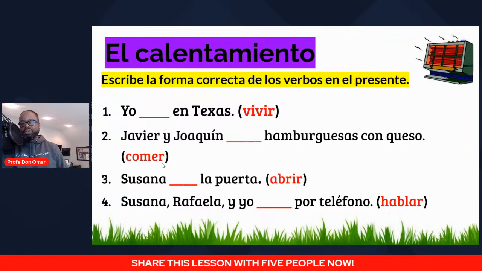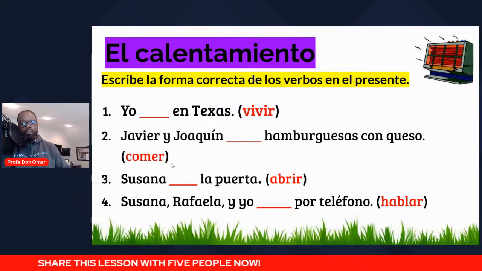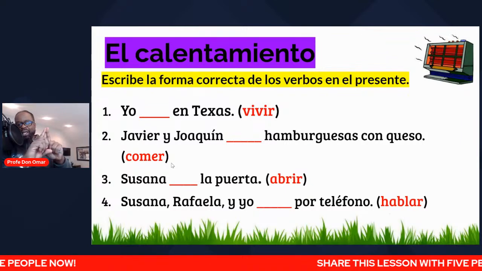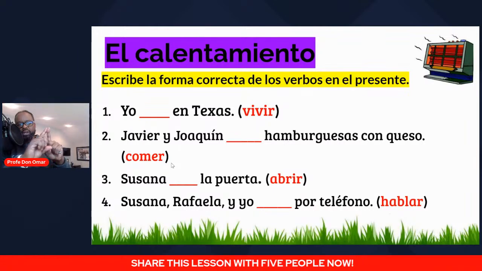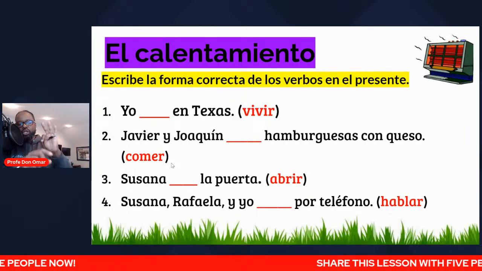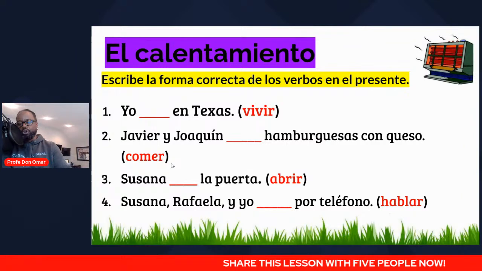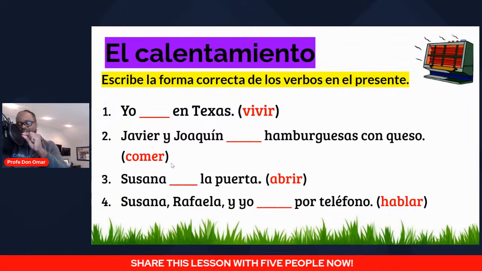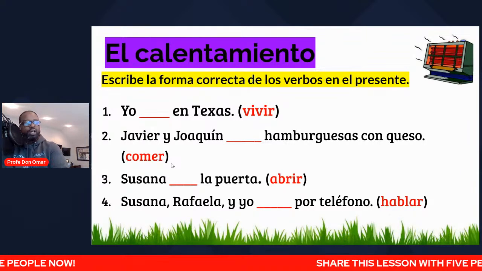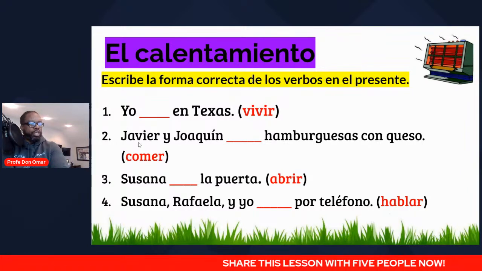Comer, el verbo comer significa to eat. We need the correct form of the verb. Remember, 3 rules there. Identify, is it an AR, ER, IR verb? Step 2, we want to take off that AR, ER, or IR. Step 3, make your subject and your verb agree using las terminaciones, the endings that we came up with yesterday, as well as the previous class about subject verb agreement.